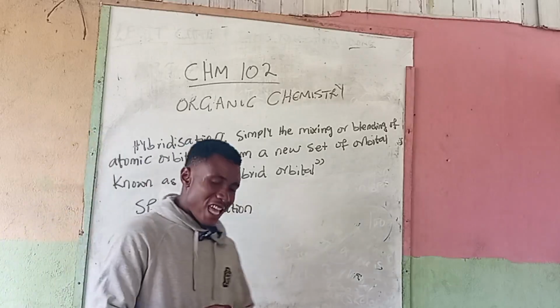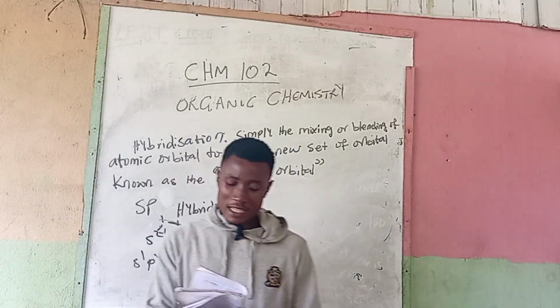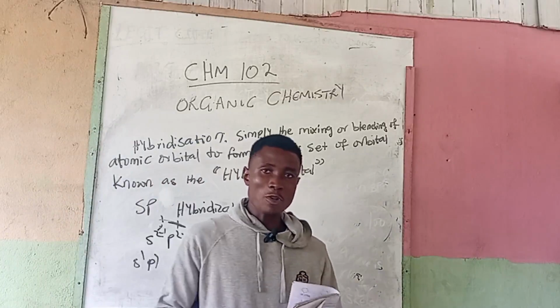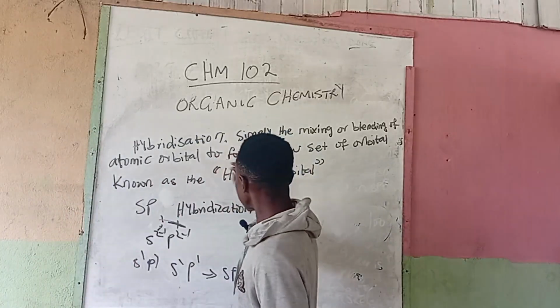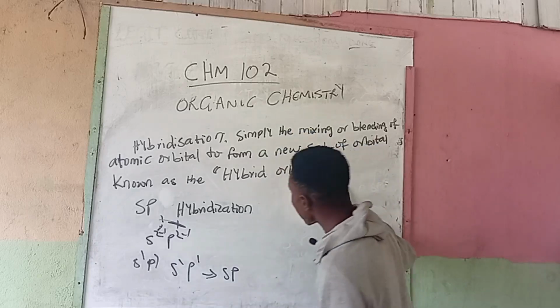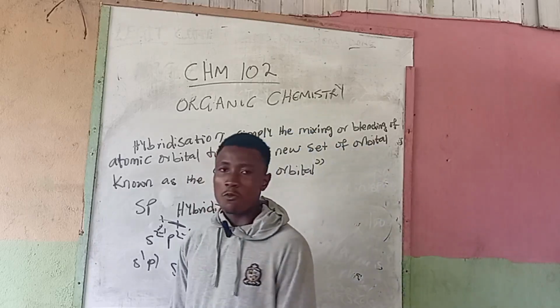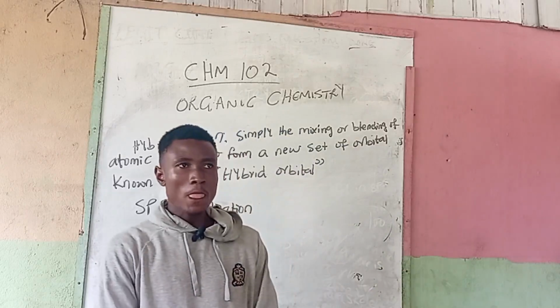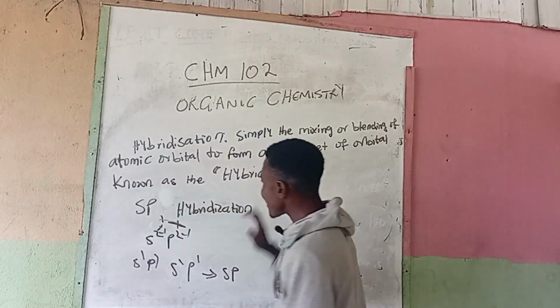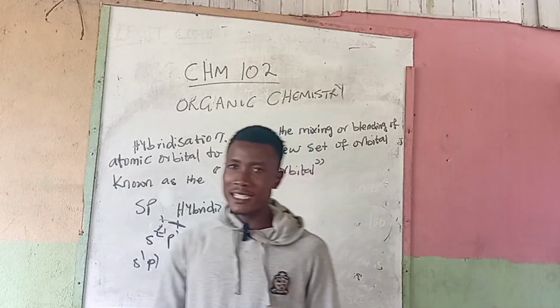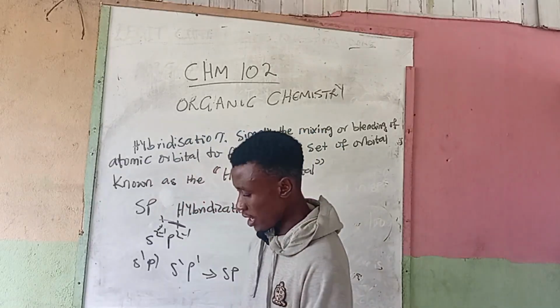So that is how we have sp hybridization. That is just what it is when it comes to hybridization, which is the mixing or the blending of atomic orbitals to form a new set of orbitals, which is known as hybrid orbitals. That is what is known as hybridization.